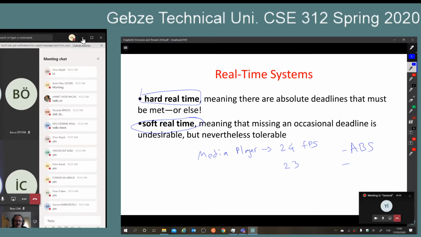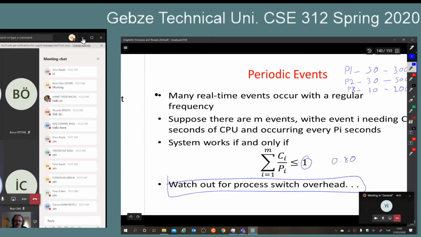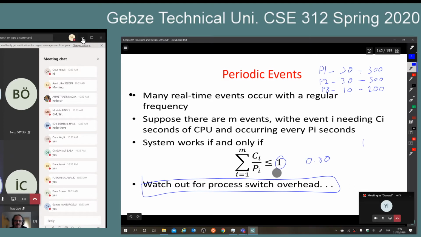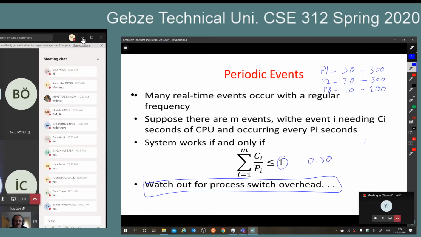Okay, so I have questions. What is the logic behind less than 1? Kamil says. Well, if this is greater than 1.0, how can you make this greater than 1.0? You will say that I have two processes.